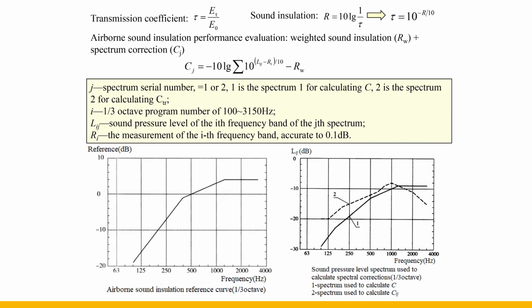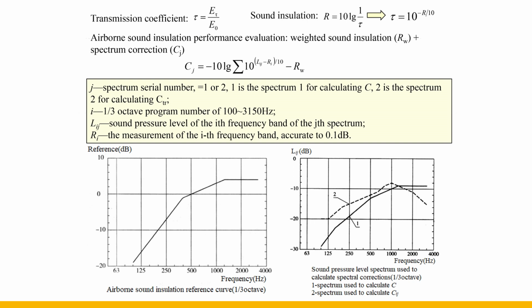The sound insulation of components needs to be measured in a standard sound insulation laboratory, taking into account the frequency characteristics of human hearing and the sound insulation frequency characteristics of general components. The single value evaluation index, weighted sound insulation, is used to evaluate the sound insulation performance of components. In order to reflect the difference in sound insulation effect caused by the spectral characteristics of the sound source, two spectral corrections, C and Ctr, are introduced.